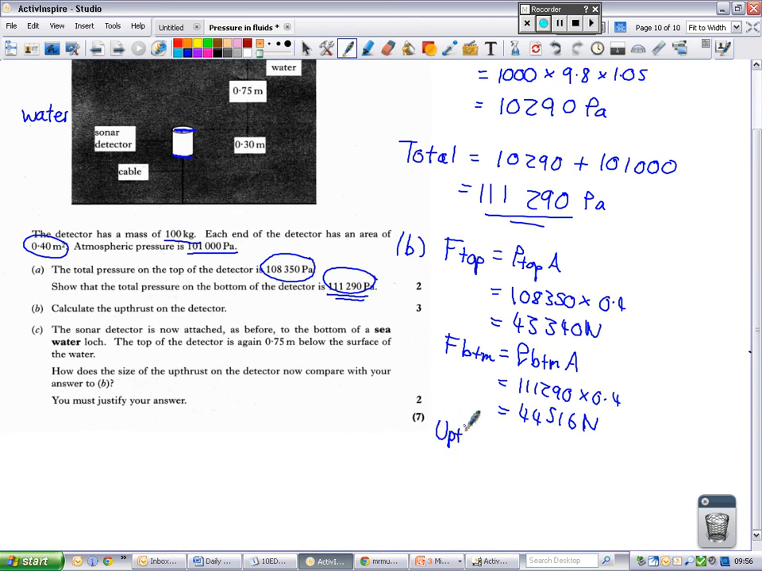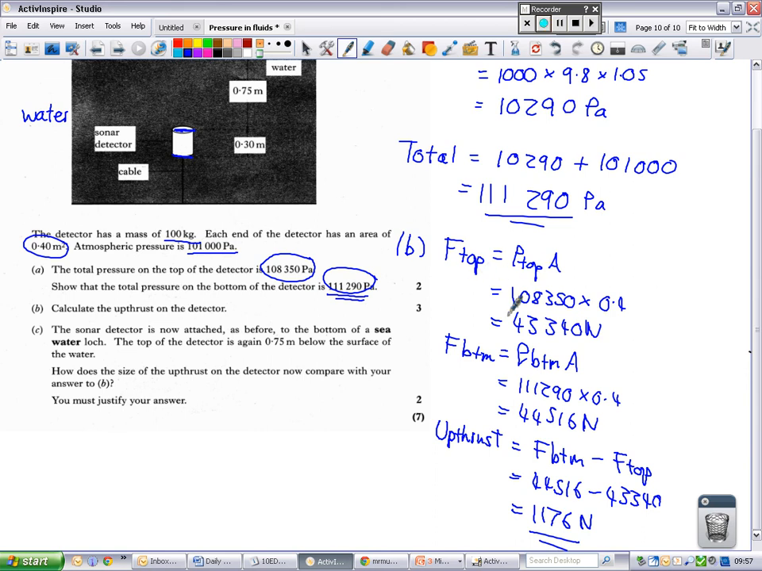So upthrust is the force on the bottom, which is bigger, minus the force on the top. You're not looking for a negative answer here, you're looking for a positive answer, so take the larger number first. So 44,516 minus 43,340 gives you 1,176 newtons, which is the correct answer. So you're getting 3 marks for that. It's not really that complicated.